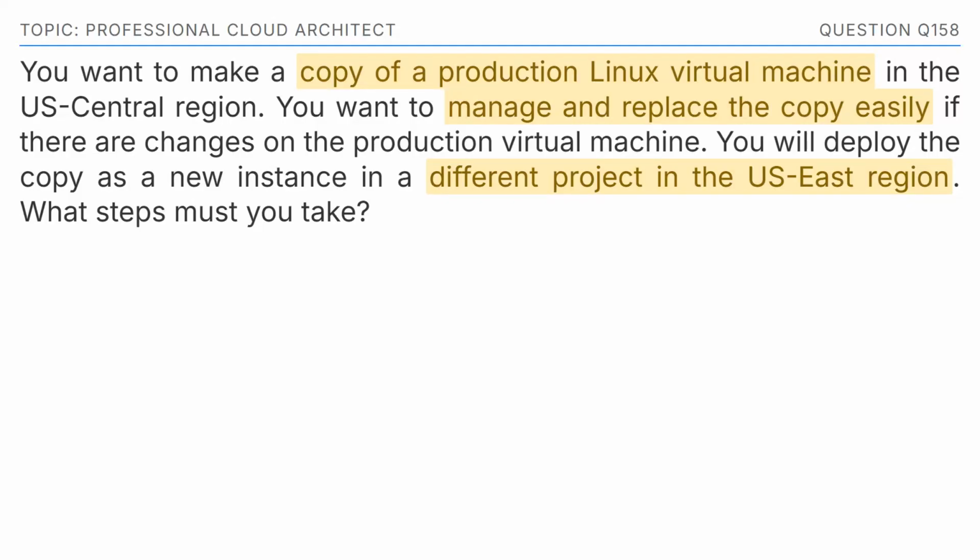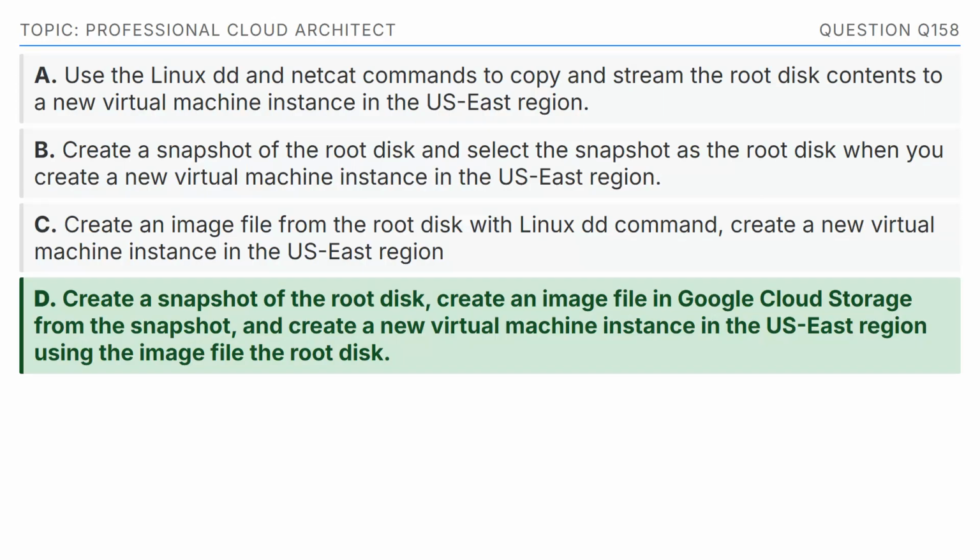To arrive at the correct answer, we focus on the keywords: copy of a production Linux virtual machine, manage and replace the copy easily, different project in the US East region. The correct answer is option D. Create a snapshot of the root disk, create an image file in Google Cloud Storage from the snapshot, and create a new virtual machine instance in the US East region using the image file the root disk.